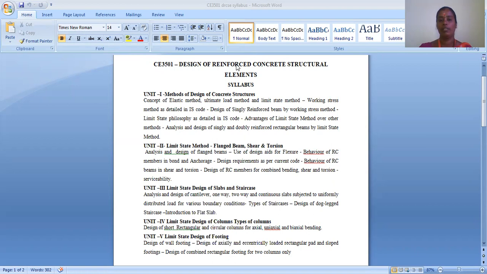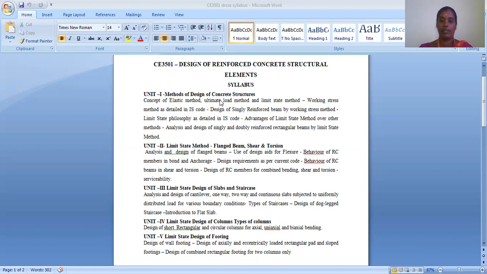Now, concrete is a mixture of coarse aggregate, fine aggregate, cement, and water. There are different types of concrete, based on the material we are using, and grades of concrete. Before entering into this subject's units, you should know these common things.